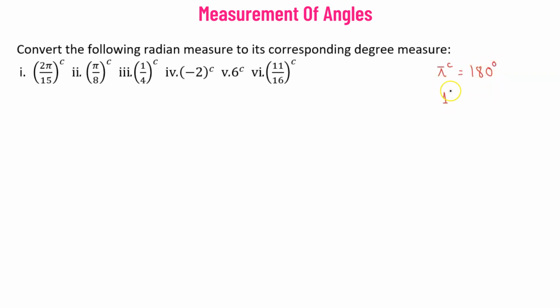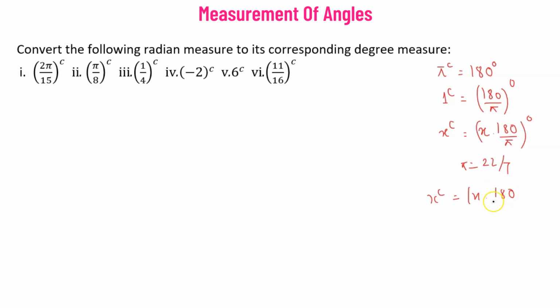Now, 1 radian will then equal 180 over pi degrees. That means that if we have x radians, we can convert it to degrees. All we have to do is take x and multiply it by 180 over pi, and the value will get converted into degrees. Then we can also use pi as 22 over 7 approximately. Then x radians will be x times 180 divided by 22 over 7. So we'll talk about this while we do the problem.